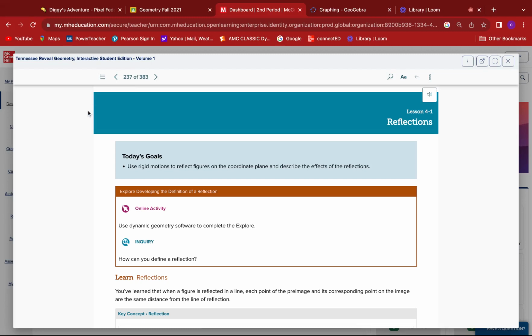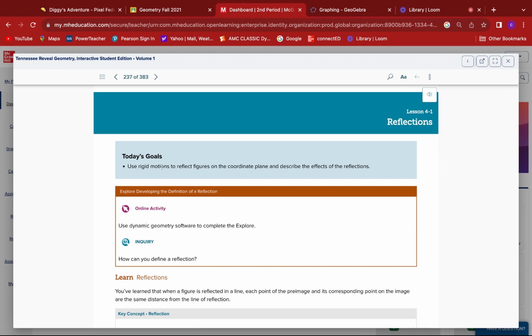All right, everybody, we are back in Unit 4 and we are doing Lesson 1, which is on reflections. A reflection is basically when you take a figure and flip it across something. So it's not a slide, it is actually like a pancake. You're making a pancake, you stick the spatula underneath, you pick it up, you flip it over. That's a reflection.